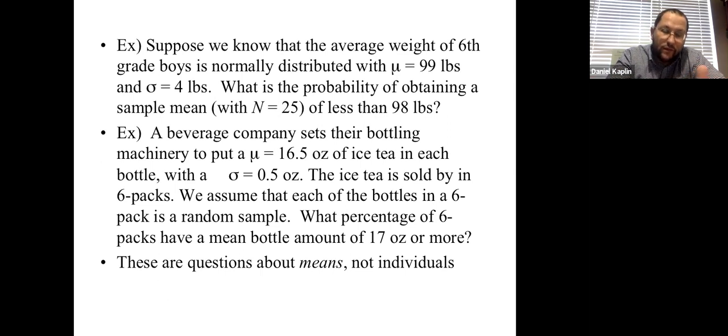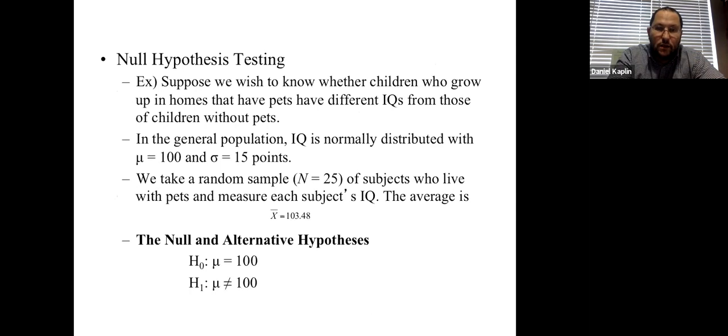So the probability of getting bottles of 17 ounces or more when the machinery is set to 16.5 is very unlikely. So what does that tell you? Packing machinery for businesses are pretty strong.